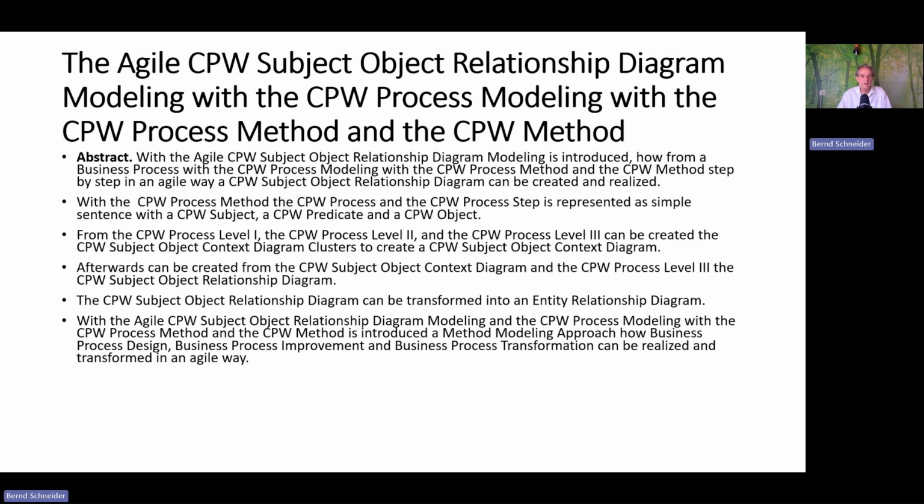With the Agile CPW subject-object relationship diagram modeling and the CPW process modeling with the CPW process method and the CPW method is introduced a method modeling approach how business process design, business process improvement, and business process transformation can be realized and transformed in an agile way.